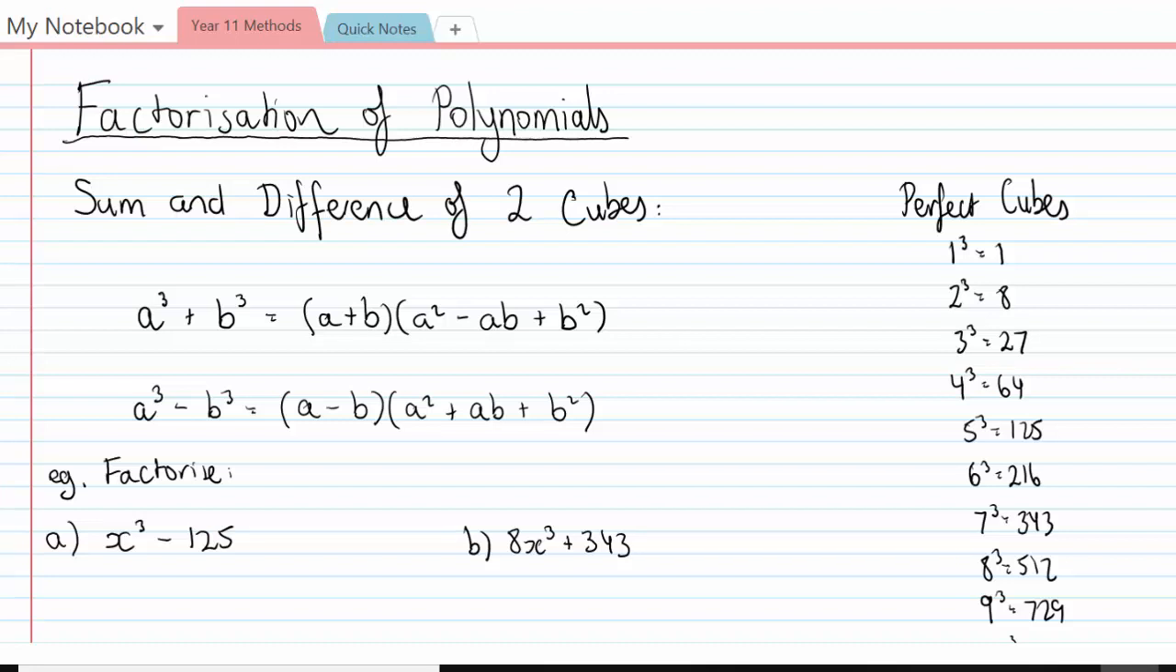Okay, so here's the third video. Now this is on the sum and difference of two cubes. Now, in the last topic on quadratic equations, you heard about the difference of two squares, and might have also learned about why the sum of two squares couldn't be factorized.